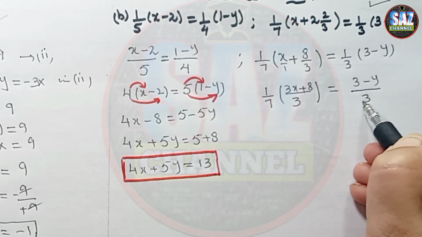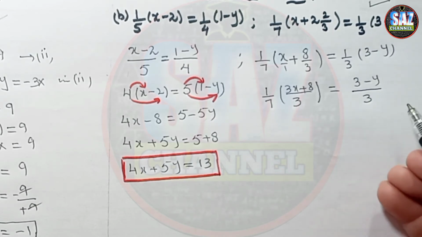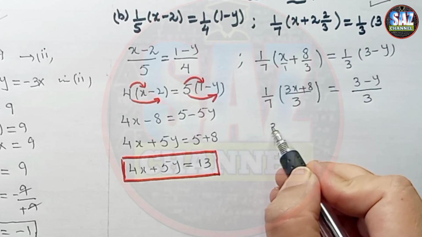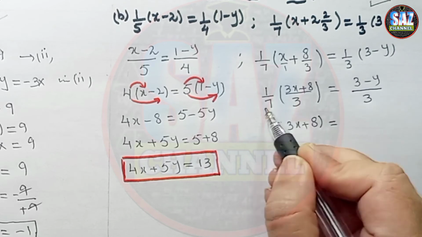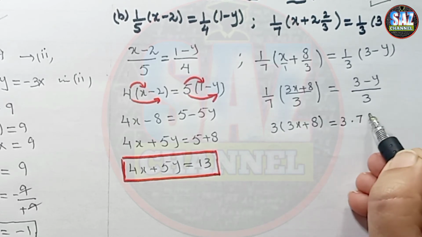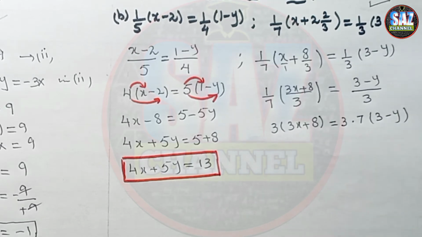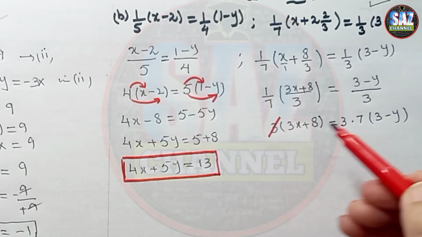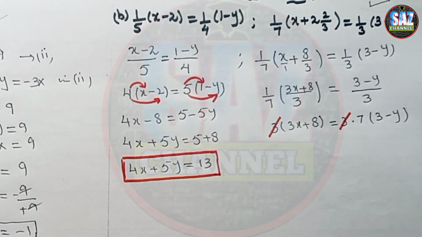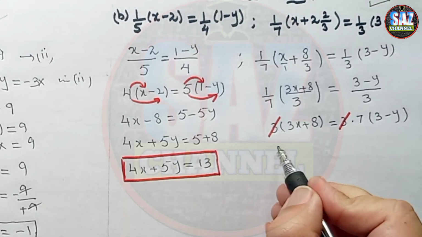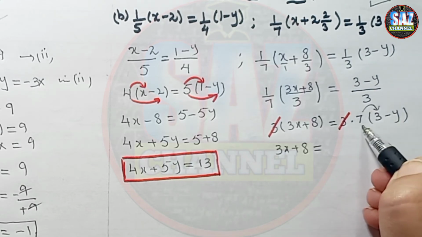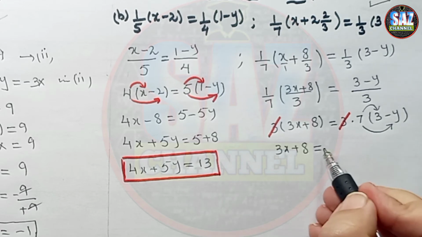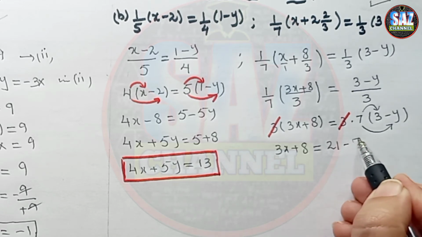y by 3. Now go for cross multiplication: 3 will be coming towards 3x plus 8, and 3 times 7 will be going towards 3 minus y. If we see carefully, both sides have 3 as the common factor. We can simplify this instead of making a big number. Now I will be left with 3x plus 8 equals 7 times 3 is 21 minus 7y.